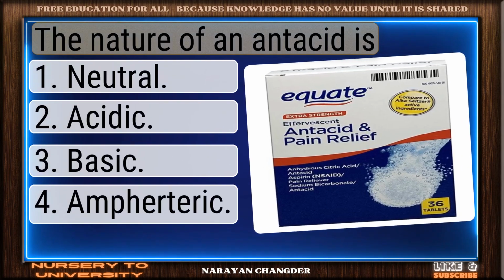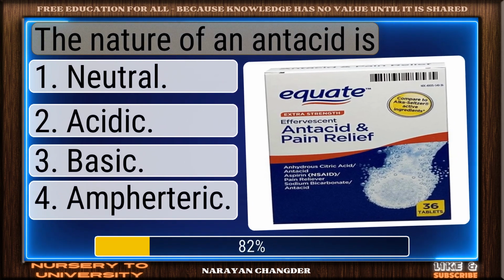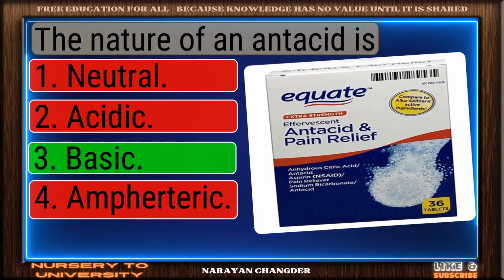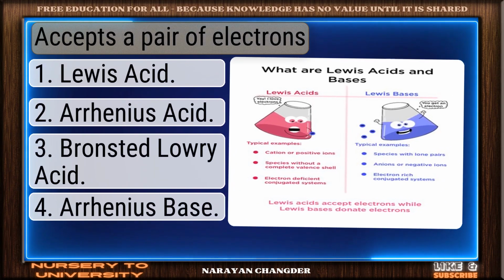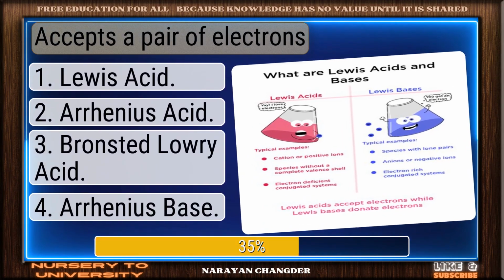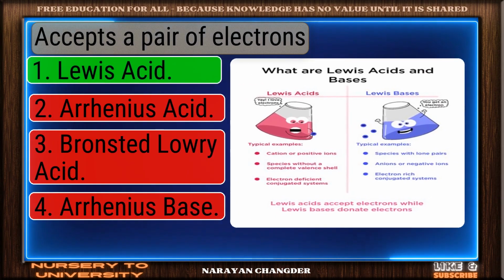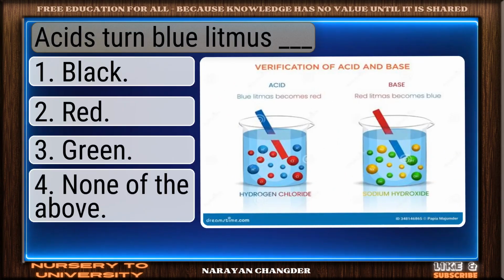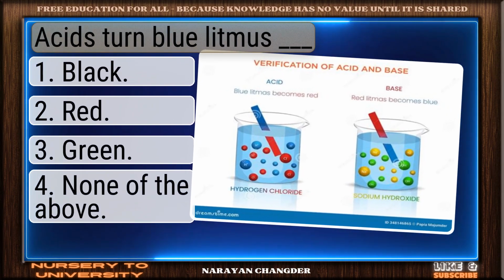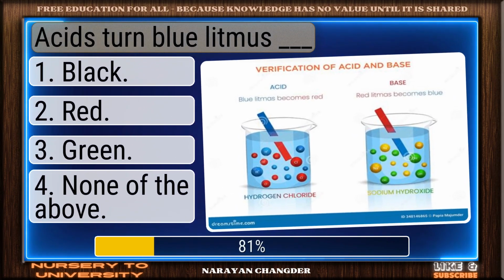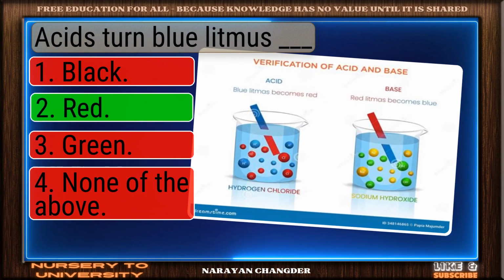Question number 184. The nature of an antacid is? Correct. Basic is the right answer. Question number 185. Accepts a pair of electrons. Solid response. Lewis acid is a valid choice. Question number 186. Acids turn blue litmus dash. Nice work. You chose red and it is correct.